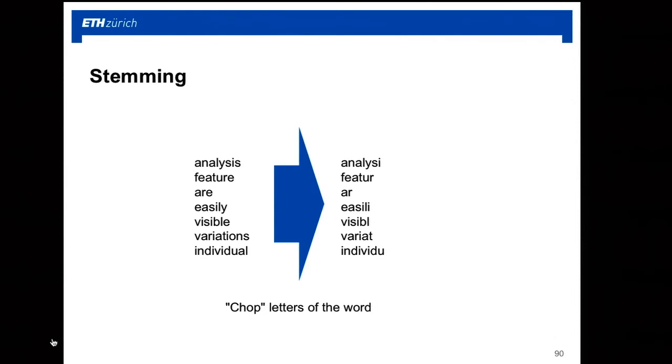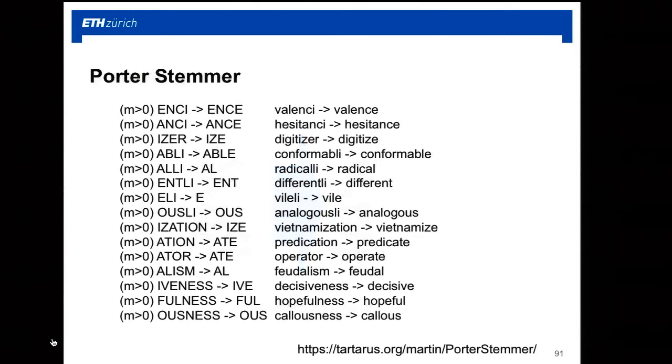Stemming is yet another way of computing these equivalence classes. The idea is that for every word, you remove some useless letters, like analysis becomes analysi, feature becomes featur, easily becomes easili. So it's just a kind of chopping of the back of the word. And that way, when you have window and windows, then the S is chopped out, okay? There are algorithms to do that.